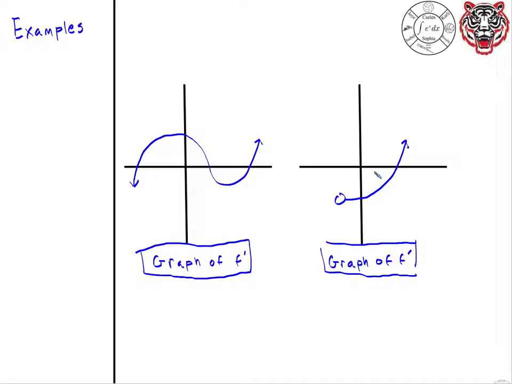All right, another graph of F prime. I need to know where are the FCVs? Where are the critical values? Where are these critical values? I should probably go ahead and write it down. You can always erase it.